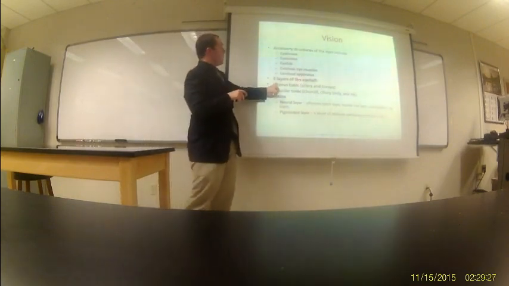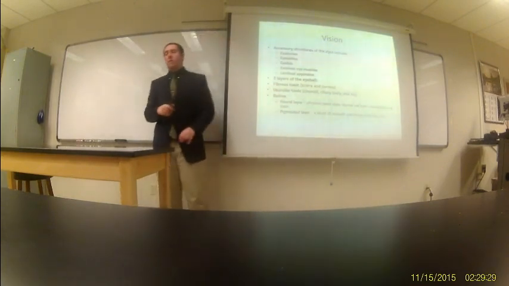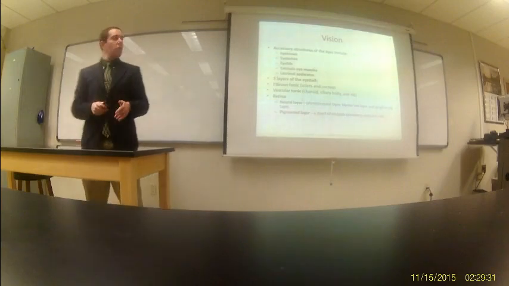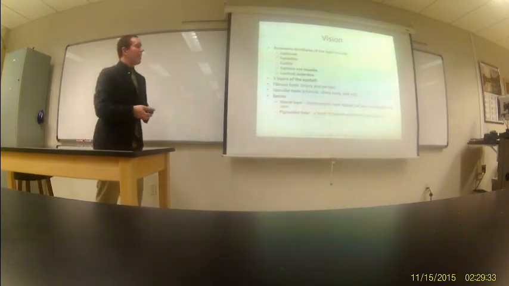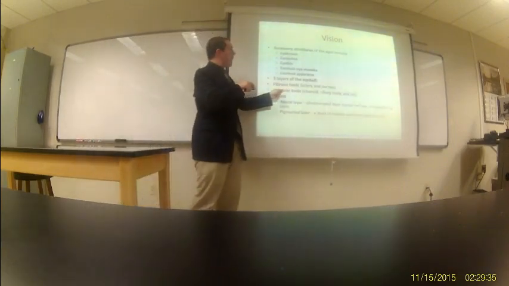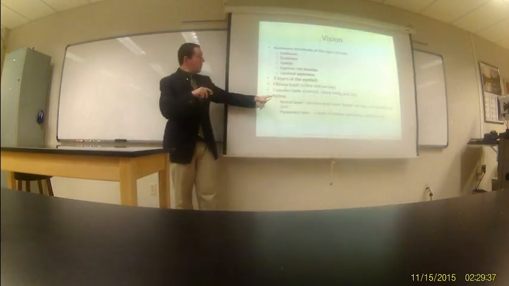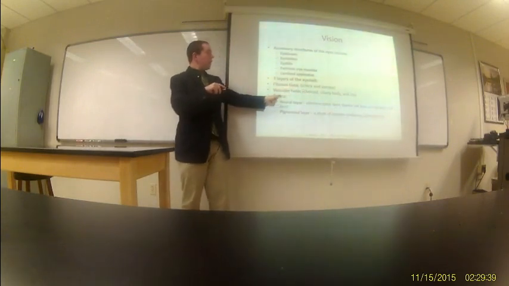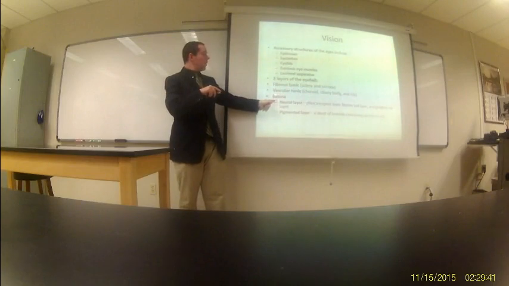And we talk about the eyeball itself, and there are 3 layers to the eyeball. The outer one is the fibrous tunic, the middle one is the vascular tunic, and then the inner one is the retina.